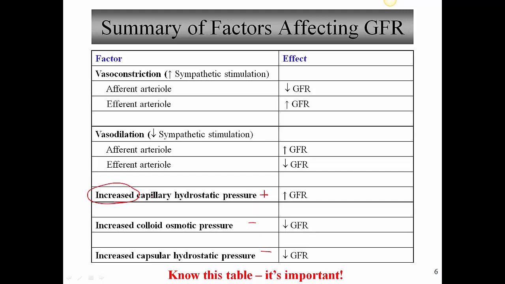If we increase glomerular capillary hydrostatic pressure, we increase GFR. These other two are inversely related to GFR. So if we increase the colloid osmotic pressure, we decrease GFR, or if we increase the capsular hydrostatic pressure, we also decrease GFR. These relationships are important for you to understand.